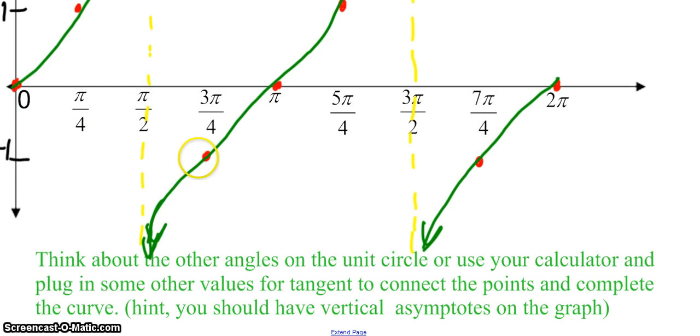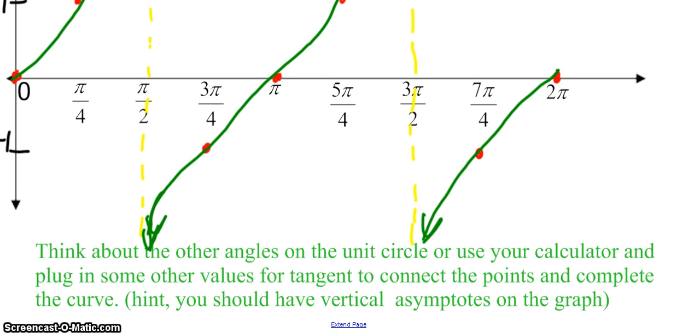Okay, then at 3 pi fourths, tangent is -1. At pi, it's 0. At 5 pi fourths, it's 1. So you have kind of a curve. My graph is not very smooth, so it does not look very nice, but hopefully you get a general idea of what this curve actually looks like. If not, you can see pictures of it in a book. Here at 3 pi halves, then we have another vertical asymptote. 7 pi fourths is -1, 2 pi is 0, and this pattern will again continue.